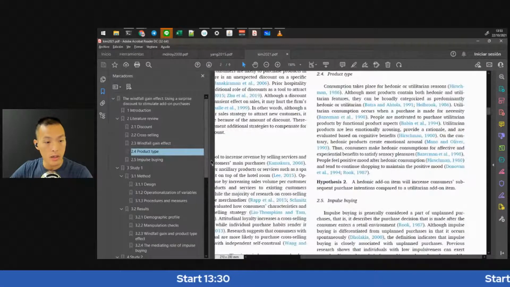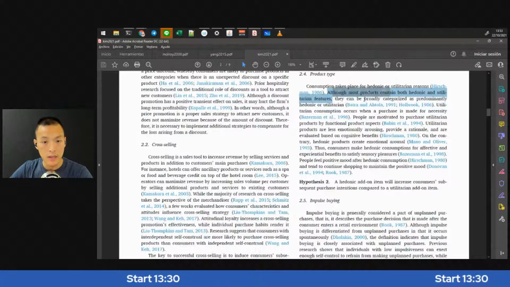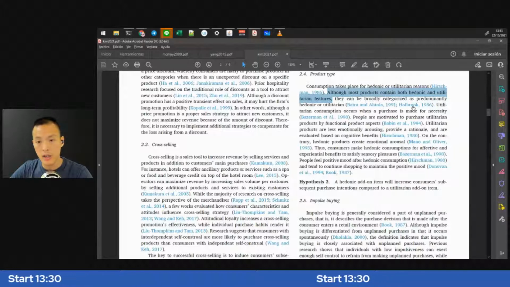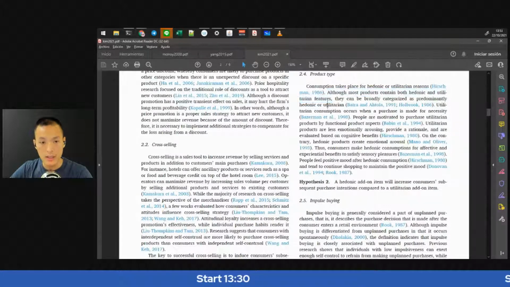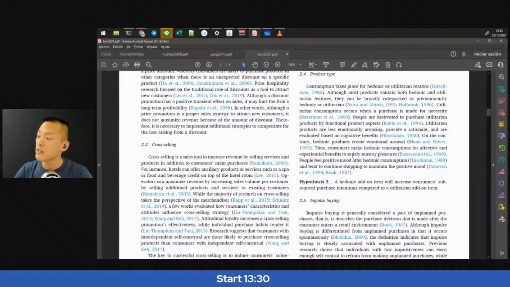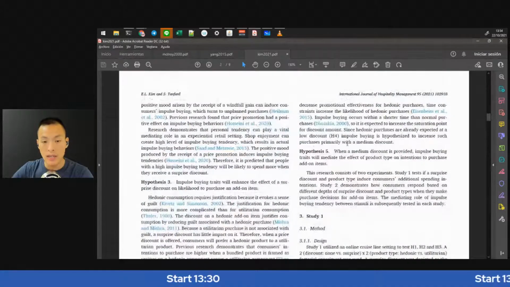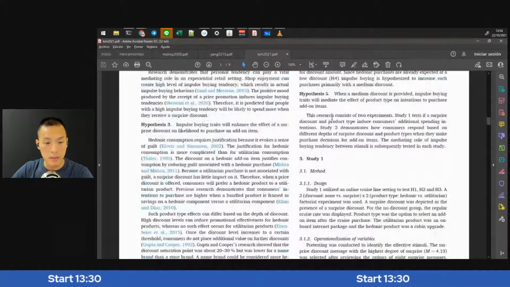Okay, so 2.4 defines that although most products contain both hedonic and utilitarian features, they can be broadly categorized as predominantly hedonic or utilitarian. Utilitarian consumption occurs when a purchase is made for necessity, and hedonic products create emotional arousal. Just from this alone, you see that they have defined what hedonic and utilitarian products are. If you have skimmed through this one slower, then you would know the difference. And then impulse buying, what it is, and so on, which doesn't really matter to us.